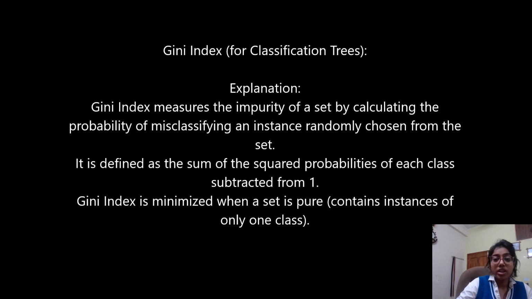Gini index. This is the second one. Gini index measures the impurity of a set by calculating the probability of misclassifying an instance randomly chosen from the set. It is defined as the sum of squared probabilities of each class subtracted from 1. That is, we subtract all the squared probabilities from 1. Gini index is minimized when the set is pure.